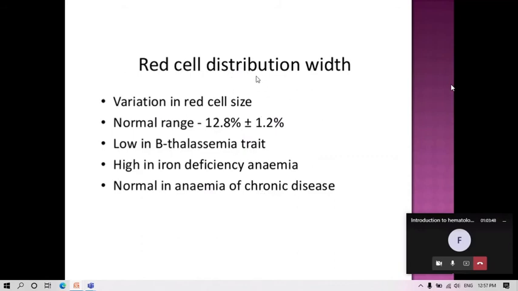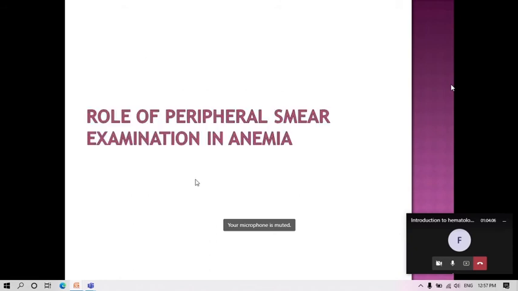See, red cell distribution width is another parameter which is very important, and by this parameter you can differentiate on the basis of peripheral smear. On the basis of this parameter, you can differentiate and predict whether the patient is having a beta thalassemia trait or iron deficiency anemia.